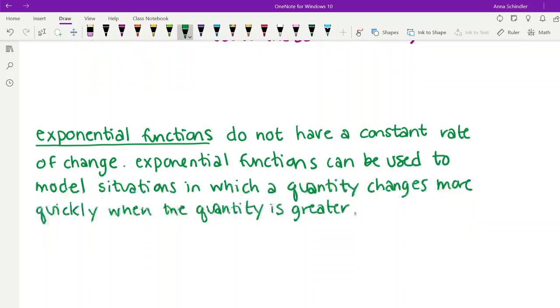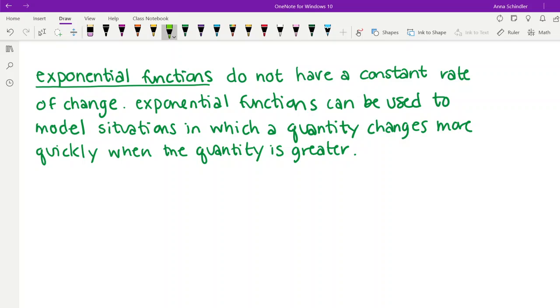Okay, so what are some examples of situations that can be modeled with exponential functions? Well, the one that I think comes to my mind first is population growth. So why is population growth exponential? Well, the more people or animals or bacteria there are that are reproducing, the more quickly the population is going to grow.